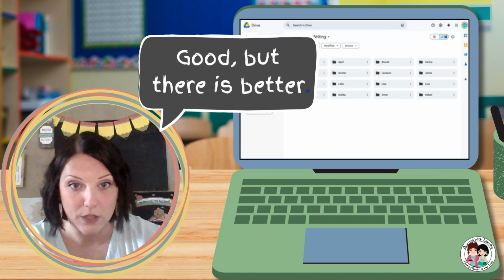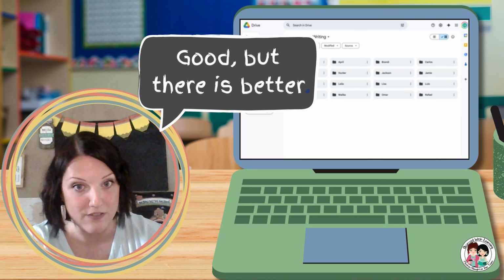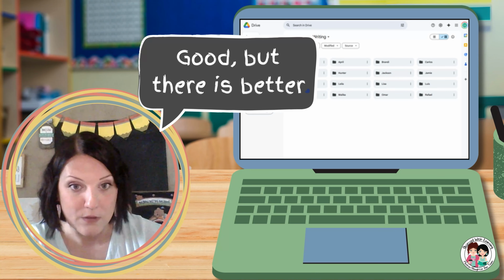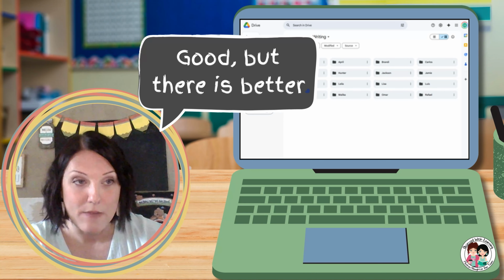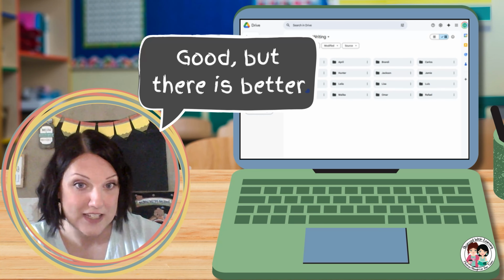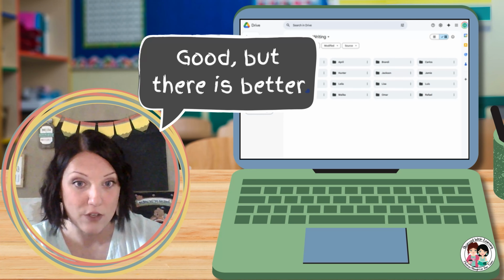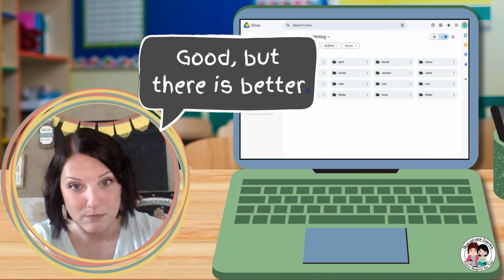And then their writing portfolio basically became their Google Drive. So that meant I wasn't tracking all these loose papers that were stuffed into a manila folder. They were all in one spot, technology wise. So I really loved the idea of having an online portfolio within Google Drive using Google Docs. But then we kind of lost something along the way.